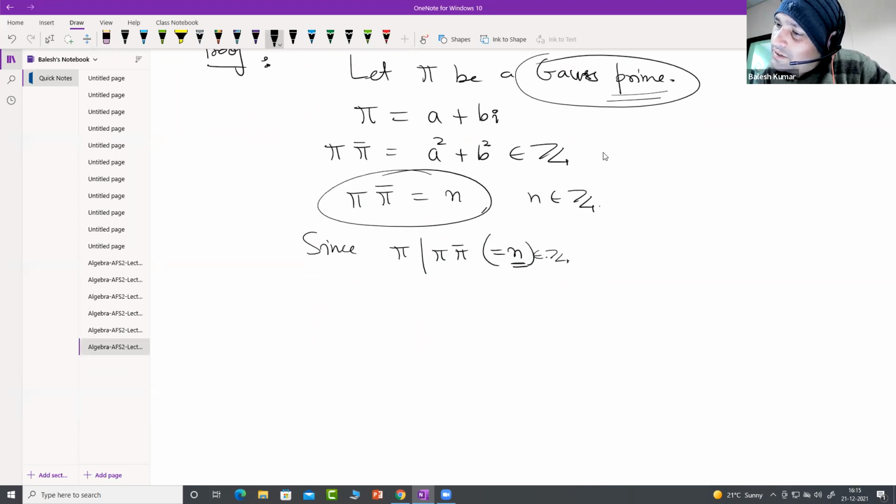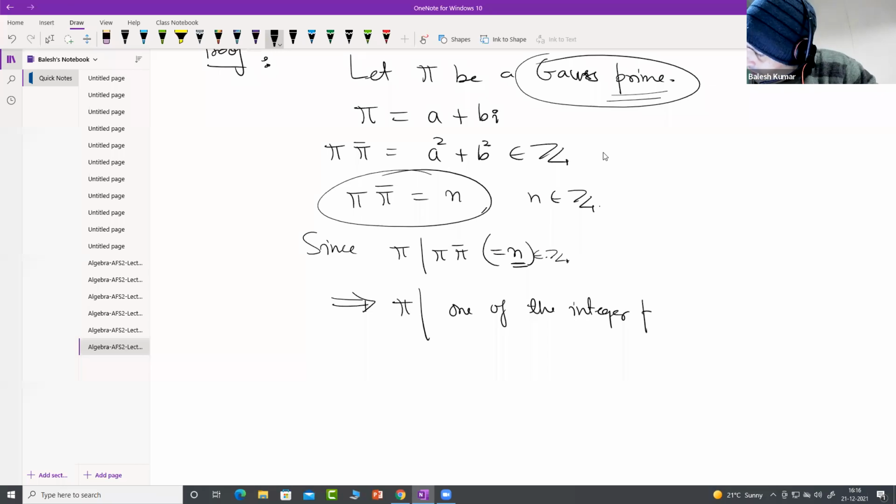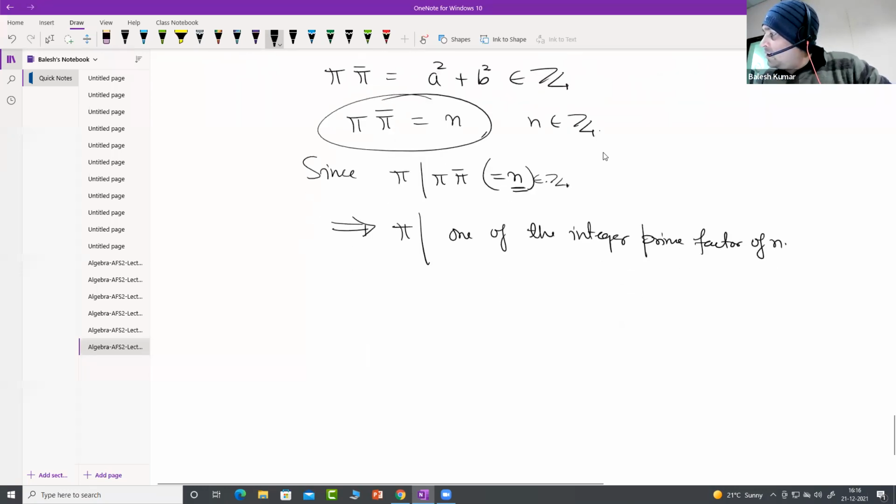If we factor this integer n inside Z, this will give a factorization inside Z[i]. Well, this factorization may not be in terms of irreducible elements, but it will be a factorization in Z[i]. That's fine. Since pi is a prime, pi divides one of the integer prime factors of n. So therefore this implies that pi divides an integer prime.